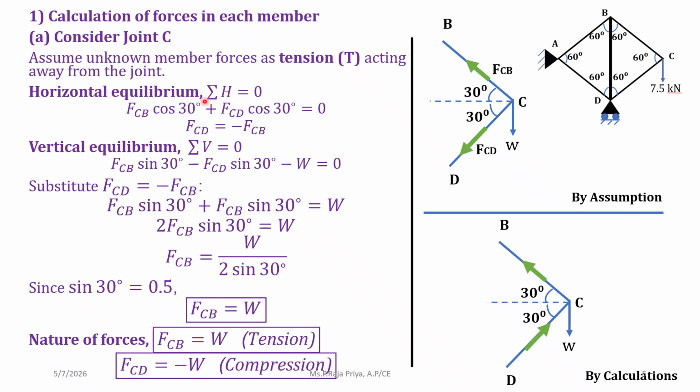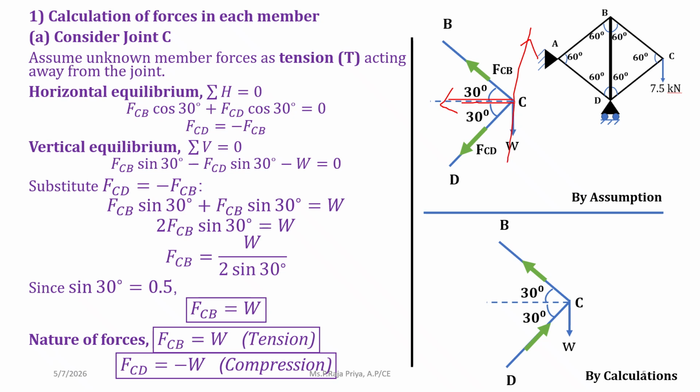First, we take the equilibrium condition, summation H is equal to 0. Since both the member forces are inclined, we have to resolve the horizontal component as well as the vertical component for both member forces. So for this FCB, we will have a horizontal component as well as a vertical component. In the same way, for this CD, we will have a horizontal component as well as a vertical component.